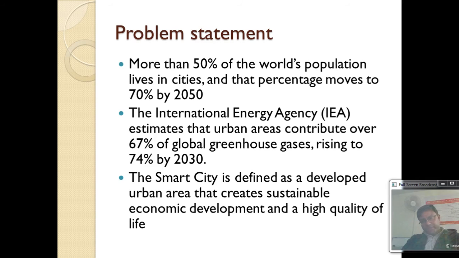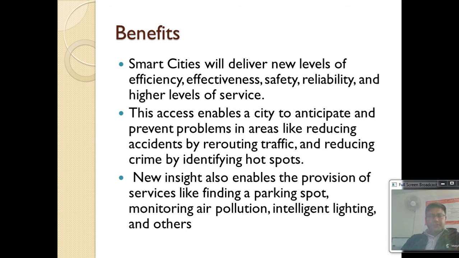So a smart city is developed with the concept that creates sustainable economic development with less pollution and a high quality of human life. So this is what we are planning to achieve through the smart city initiative. The benefits of the smart city would be that it would deliver new levels of efficiency, effectiveness, safety, and reliability, so that I am aware of everything, and whatever service is given to me would be given through a reliable measure. Higher levels of service would be available.